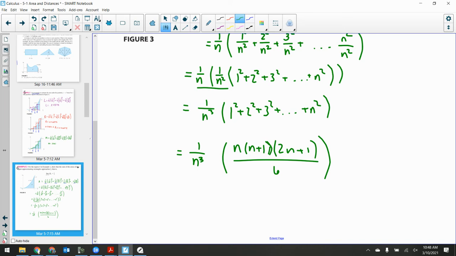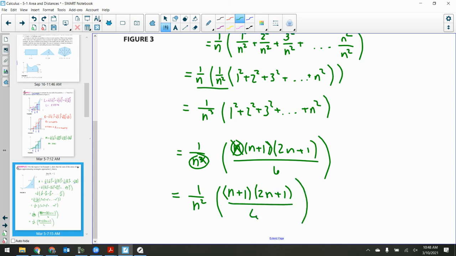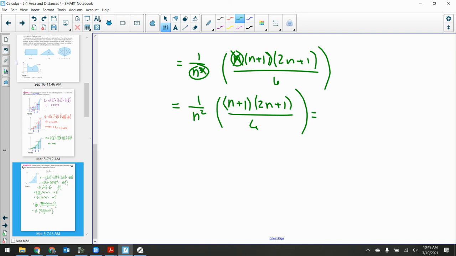All right, now, let's keep going with this. Do you see how I have an n to the third and an n here? What I'm going to do is cancel that n to the third and cancel that n. So we're left with 1 over n squared times n plus 1 times 2n plus 1, all over 6. I'll multiply that n squared in so that I have n plus 1 times 2n plus 1 all over 6n squared.